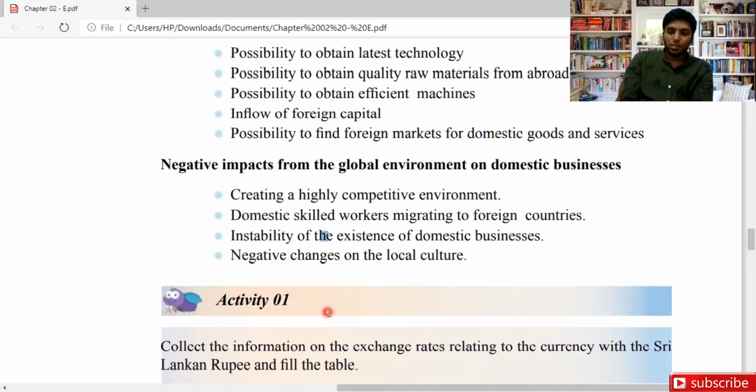Instability of the existence of domestic businesses. Sometimes if big companies come to your country, then of course competing with them is hard. So you will not be stable, as you will go out of the market.